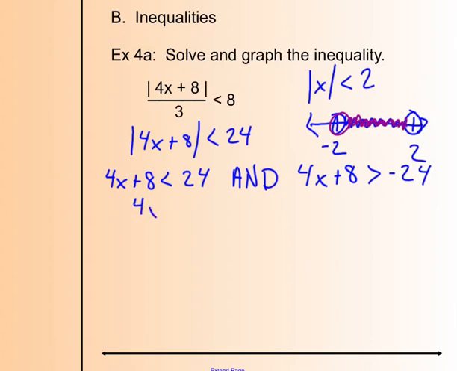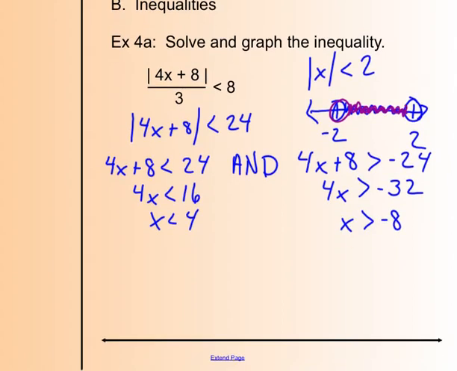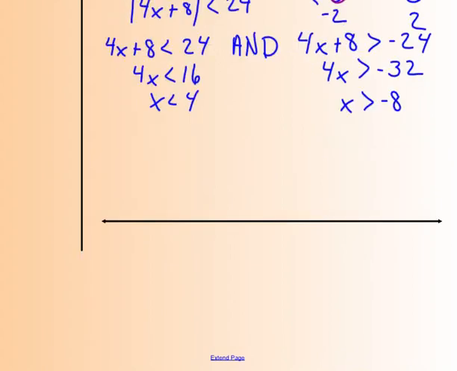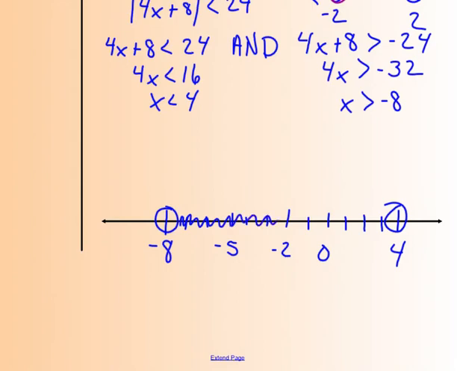So we're going to subtract 8 from both sides and divide by 4. And we subtract 8 from both sides and divide by 4. And since this was an and, we graph where they are both true. So I've got a -8 over here. And we've got a less than and a greater than, so these are open circles. And we shade in between less than 4, greater than -8.